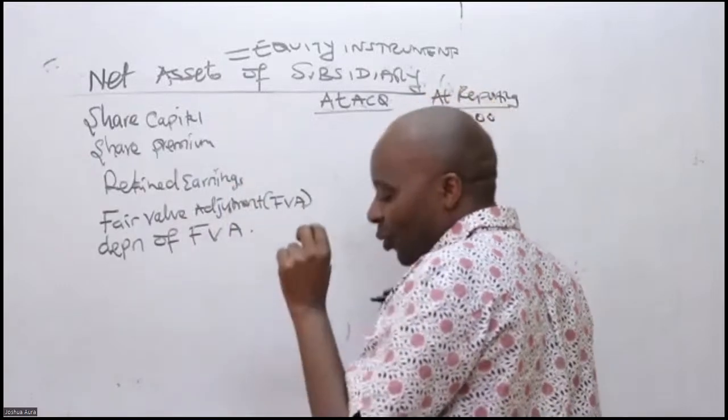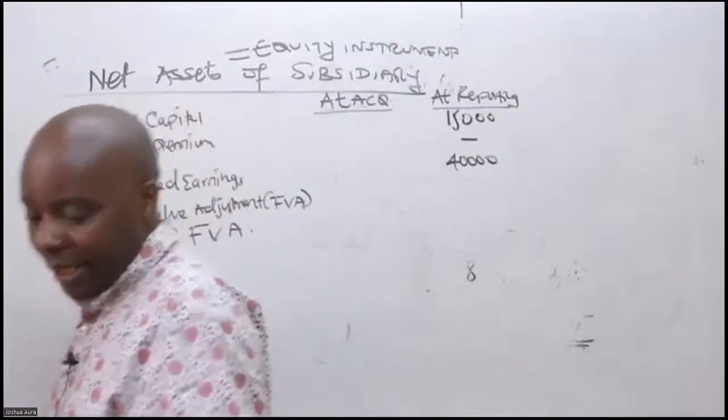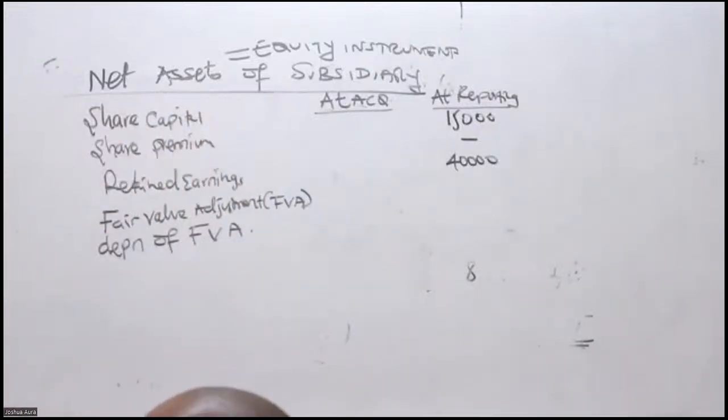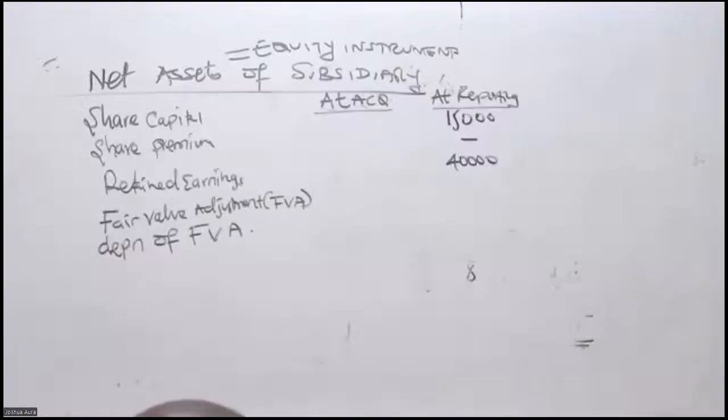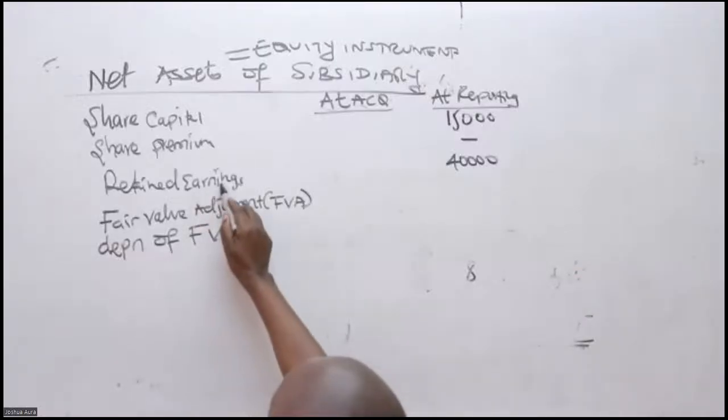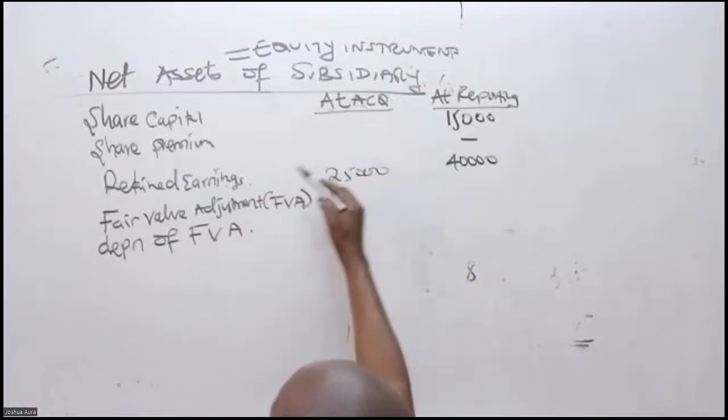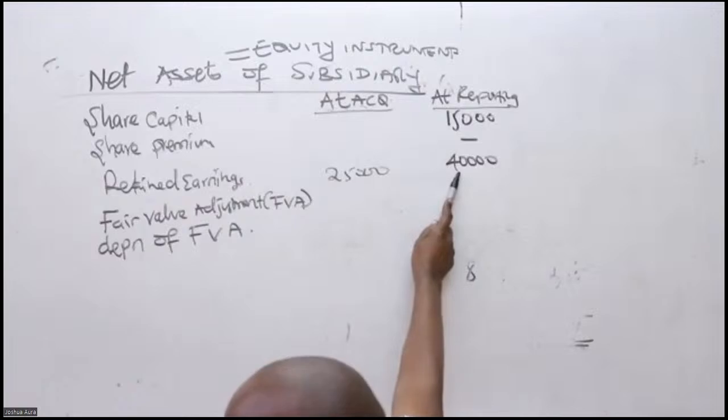All right, and then now you read the question again. What do we have here? They're telling us on 1st January 2021, Singapore company paid 90,000 for a controlling interest of 80% in Marina Bay company's equity, when the retained earnings of Marina Bay were 25,000. So retained earnings at acquisition, they are 25,000, and then retained earnings at reporting, they are 40,000.